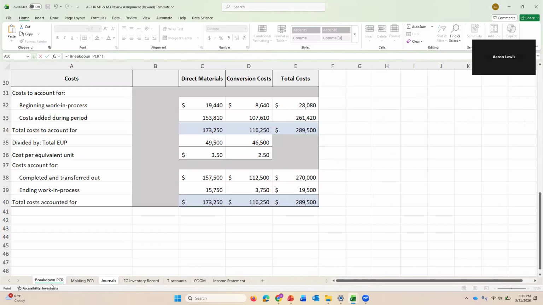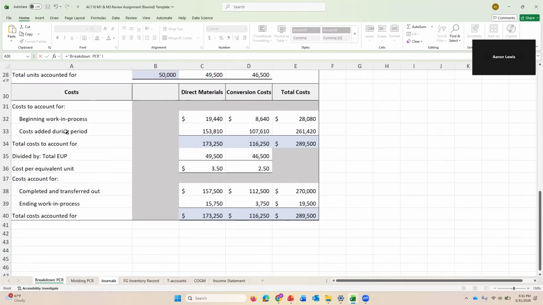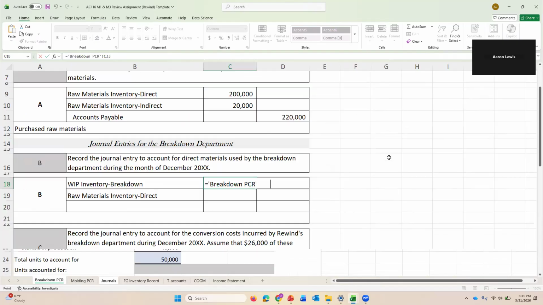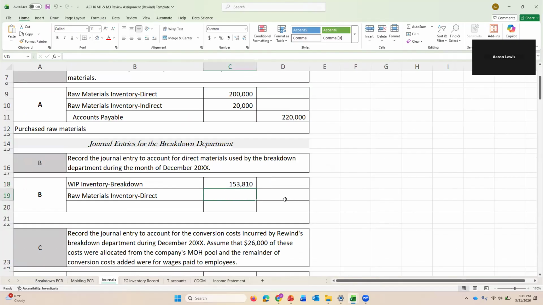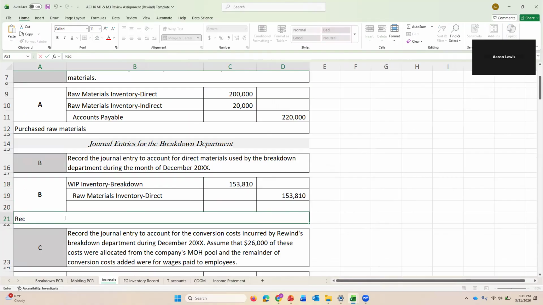Going to the breakdown PCR, we see that the amount of material costs that were added during the period equals 153,810. So if I debit WIP inventory breakdown for that amount, I put those costs that were added because they were used in production into our inventory accounts, and they can begin to flow through inventory as they get passed between departments and ultimately end up in finished goods. So over here, I'm going to record materials used in breakdown.